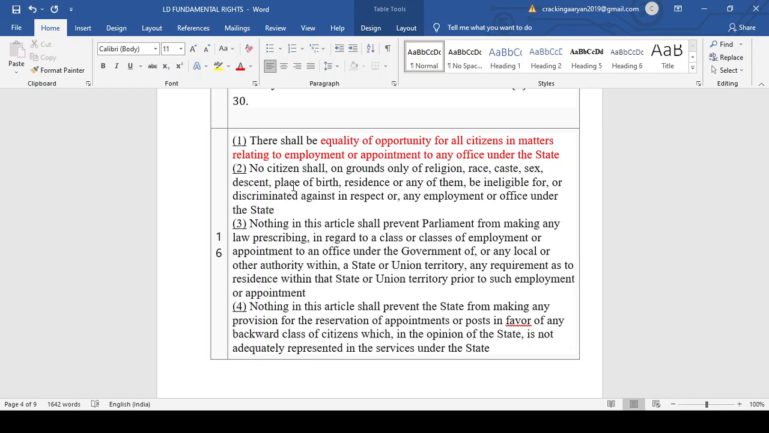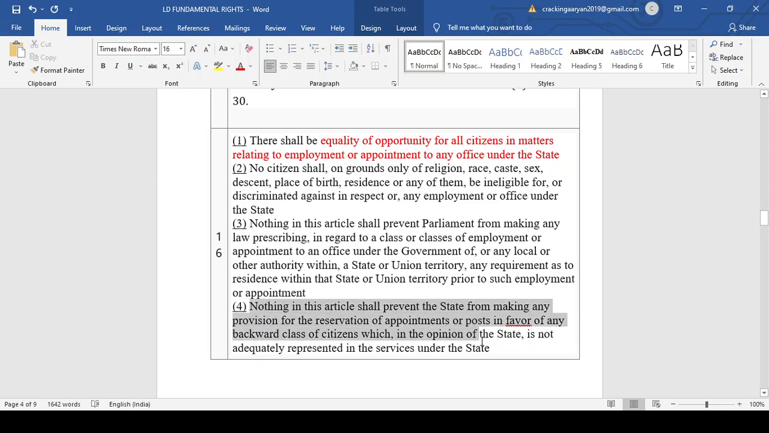Then comes Article 16 clause 3. Nothing in this article, notwithstanding, shall prevent Parliament from making any law prescribing in regard to a class or classes of employment or appointment to any office under the government or any local or other authority. That is the whole topic of the state, means from the Parliament, state legislature, local authority. It tells that any law can be made regarding employment by the government.